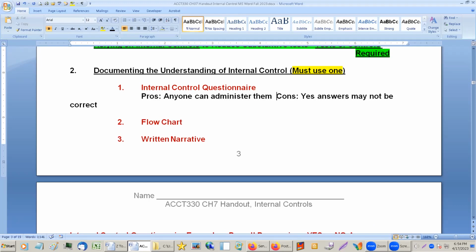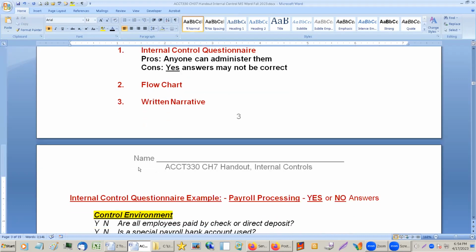Yes, answers may not be correct. So when they say yes, it may not be an actual yes. Okay, so that's the internal control questionnaire.